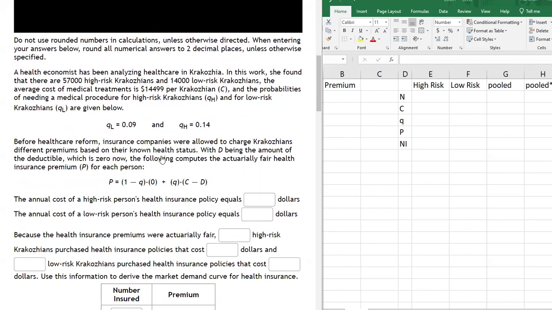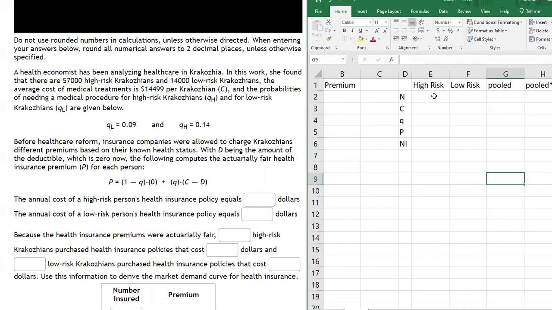In this problem, a health economist has been analyzing healthcare in the fictional country of Caucasia. In this work, she found that there are 57,000 high-risk Caucasians, and 14,000 low-risk Caucasians. The average cost of medical treatment is $14,499. We're going to assume that doesn't change whether you're high risk or low risk. The procedure costs what the procedure costs. The price is the price, no matter who you are.